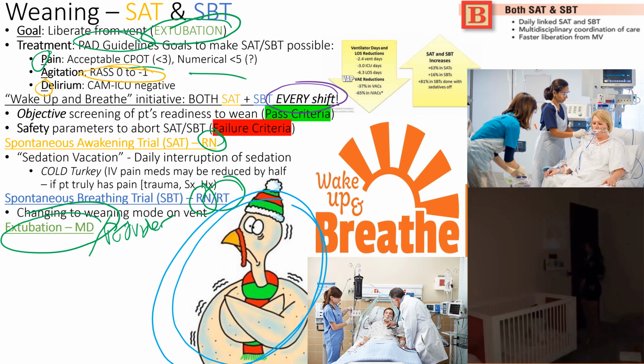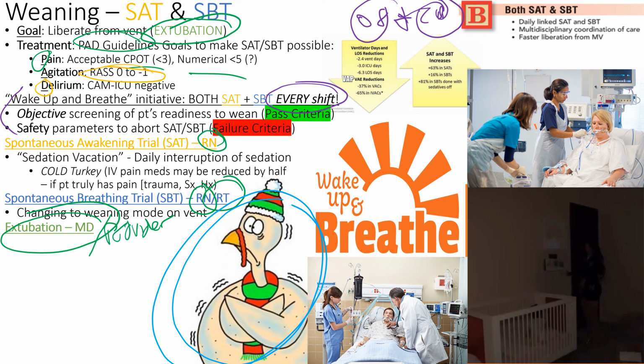You do it every shift at 8 o'clock. So at 0800 and 2000, you're doing an SAT or SBT. If they're already off sedation, the SAT's passed, right? But we do each one of these. How do you know they passed, or how do you know you can even do it? You're doing a safety screen for each one, right? They do overlap, which is nice, but they are different.